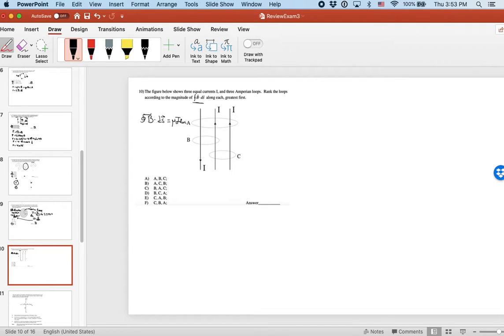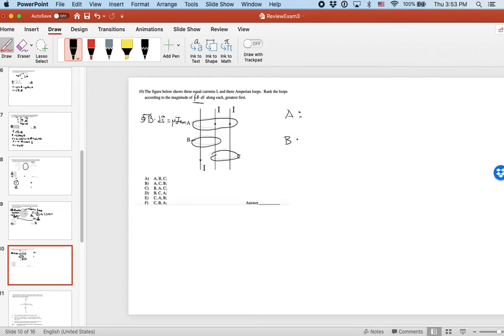And so the other thing is, I don't think you can quite see it right here, but I'm just going to draw in the Amperian loops. They look like this. Like this. And like this. So those loops are going around those current wires.